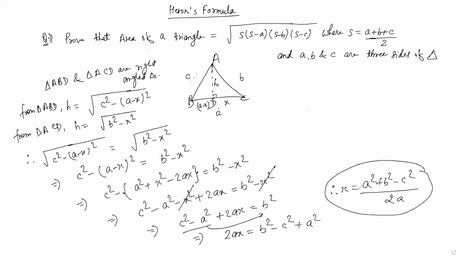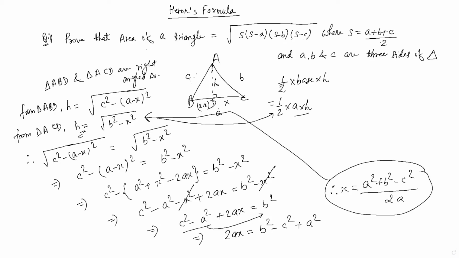Now that we have found x, if we put this x into this one, then we will be able to find h. Once we find h, we know that the area of a triangle is 1 by 2 into base into height, which is 1 by 2 into a into h. If we find h, we'll put this value here, and then we can find the area of the triangle, and we will try to bring it in this format. So let's go ahead and do that.